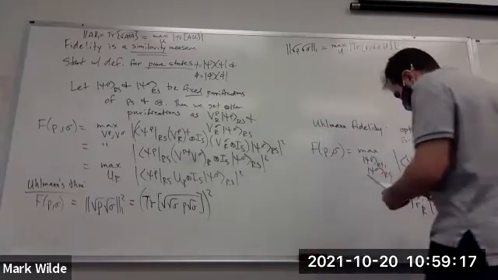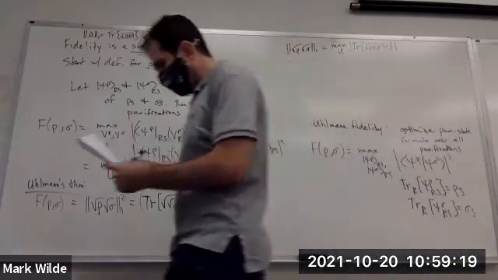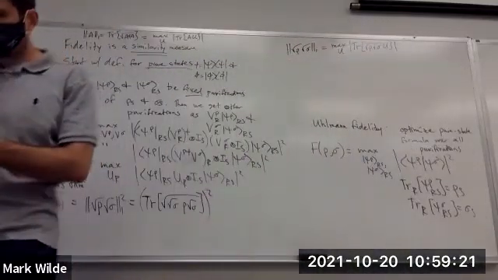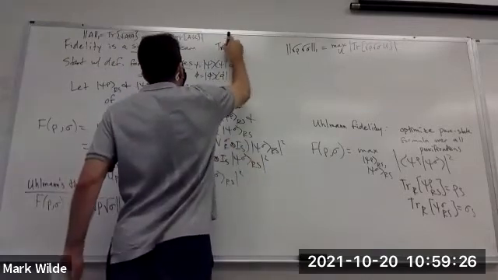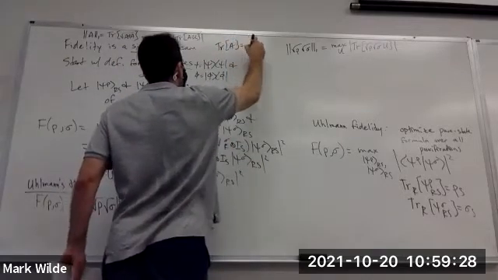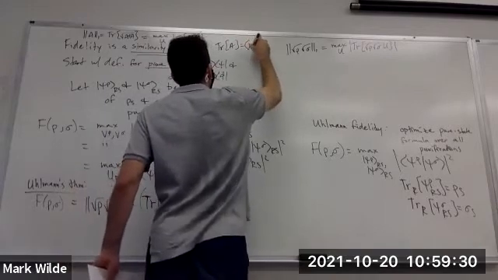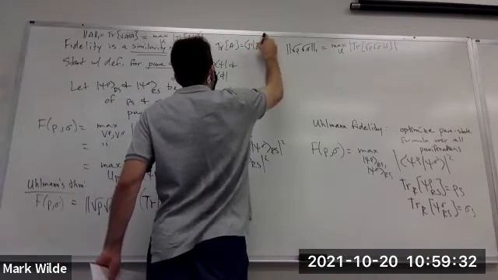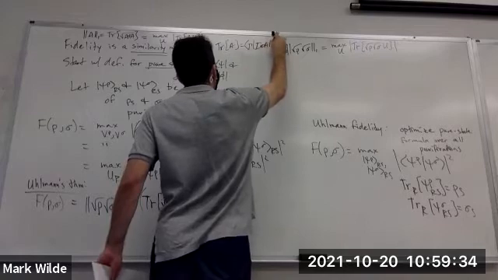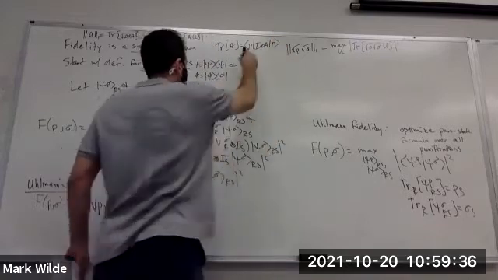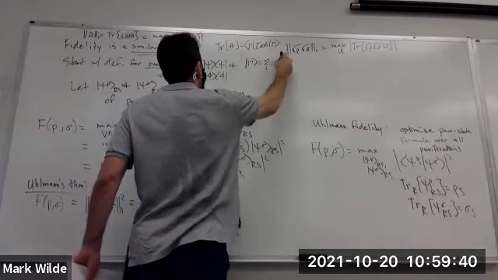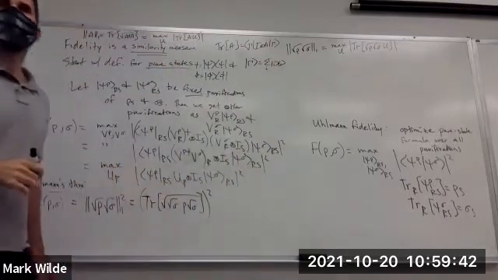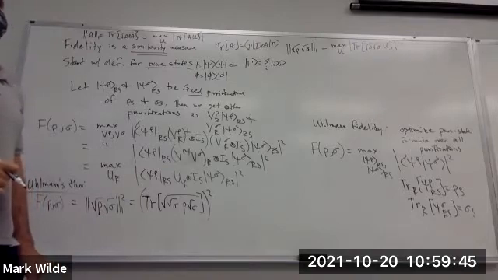Okay. So the next trick will be something from the mathematical preliminaries. The trace of an operator is equal to that operator sandwiched by the maximum entangled vector. Remember, the maximum entangled vector is this. So that's some fact you can prove.